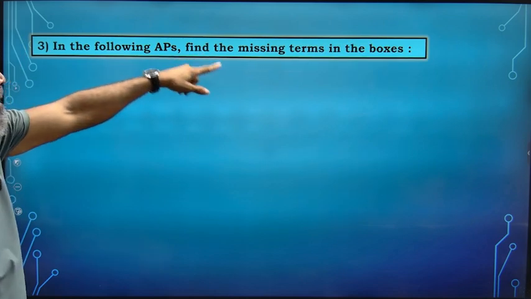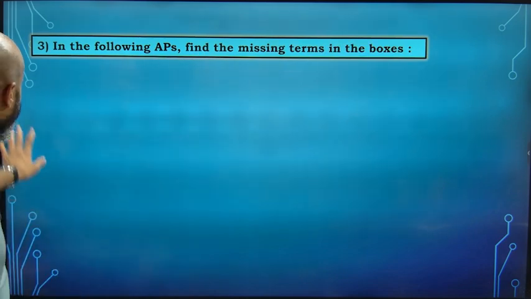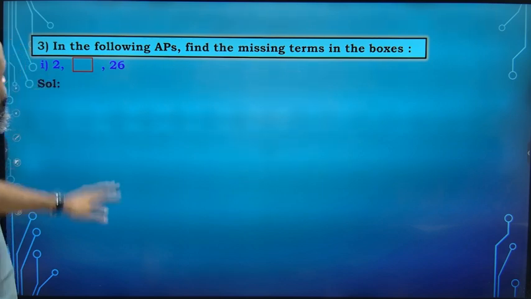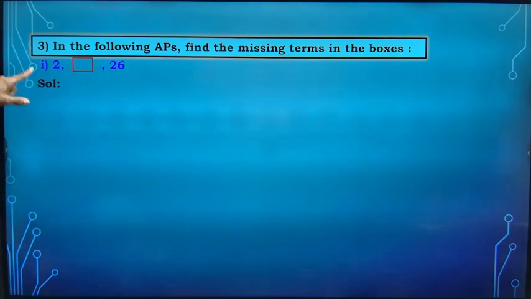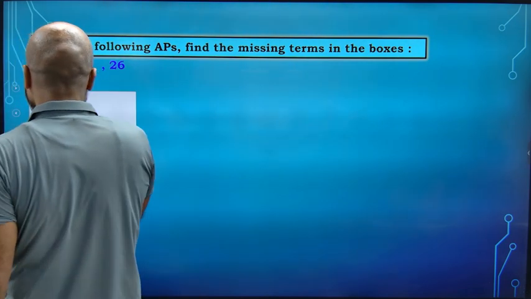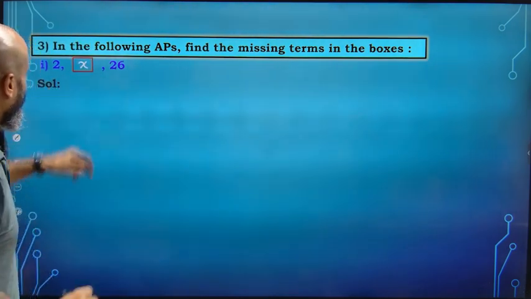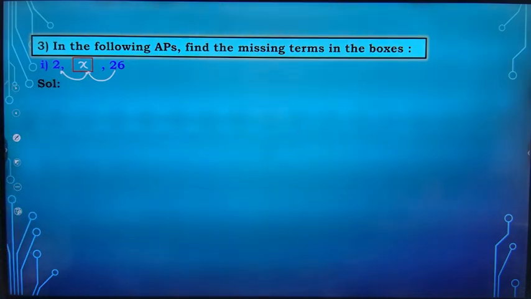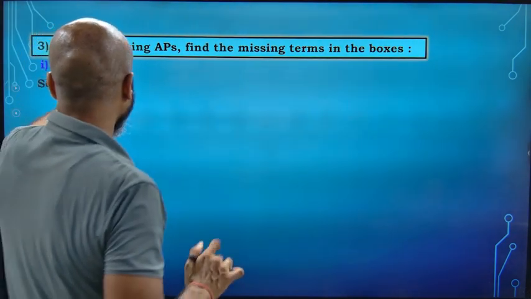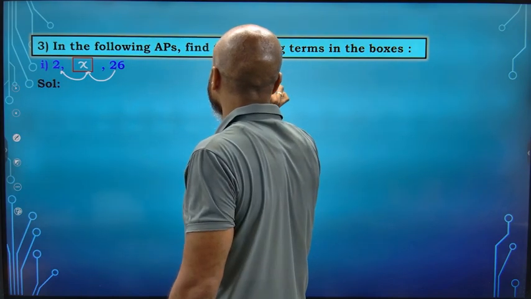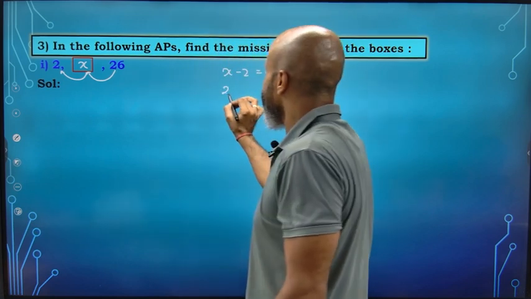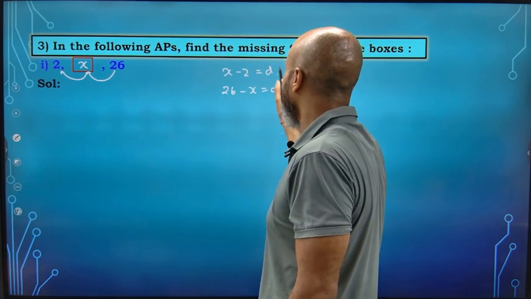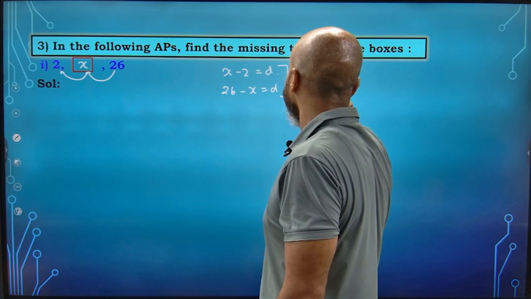Okay, in the following APs, find the missing terms in the boxes. So you have missing terms out here. 2, 26, between 2 and 26, you have to find out the number. This is basically given to you as an AP. How will you find it out? So let's say we take this number to be x. Now the difference between this and this is going to be equal to the difference between this and this. This is common difference. So x minus 2 is equal to common difference, and 26 minus x is equal to common difference, since this is an AP.